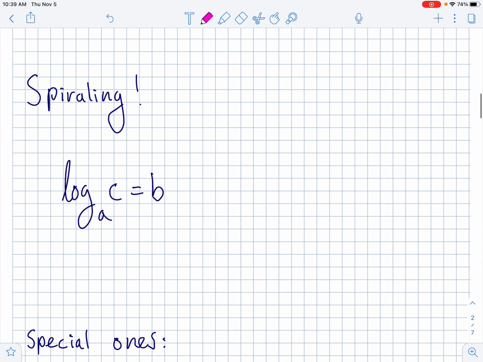Now, you guys, everybody is so afraid of logarithms, but I really think this is your biggest tool when it comes to logarithms. I call it spiraling. So let's start with this log right here. Log base a of c equals b. So that's like the base. You say log base a, and then this part right here is called the argument. So you say log base a of c.